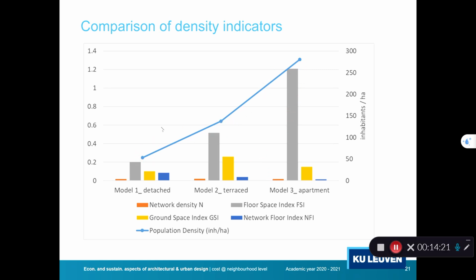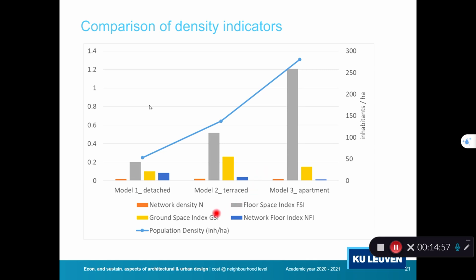Only if one of the three models would have a very different size of housing per inhabitant, we could see a difference between the two density indicators. If we look at the network density, it is the same more or less for all. There are small differences, it's also a small number. We have not so much road or infrastructure per square meter of land. Why? Because we only have an exterior infrastructure and no interior infrastructure in the block.